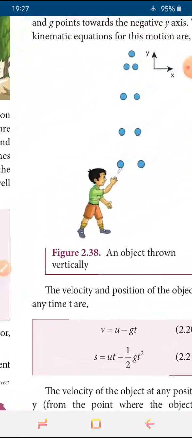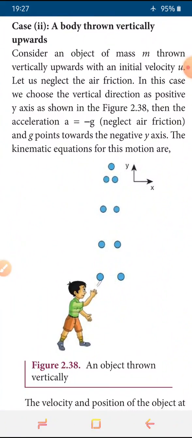Okay, and next we are moving to case 2. So last class we saw case 1. So this is case 2 and here we are considering the object of mass m, the ball of mass m, is thrown upward. A boy is shown in the figure, he is throwing the ball in the upward direction. So going upward we have to give some initial velocity, which will usually be taken as u. The final velocity we will take as v, we know that. So it is u and we choose the vertical direction as positive y axis as shown in the figure.